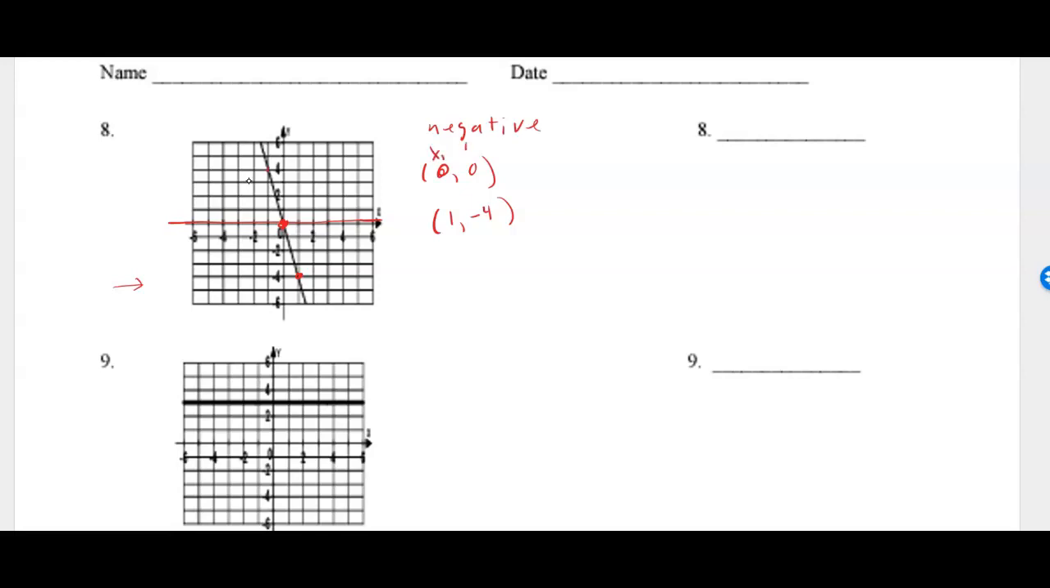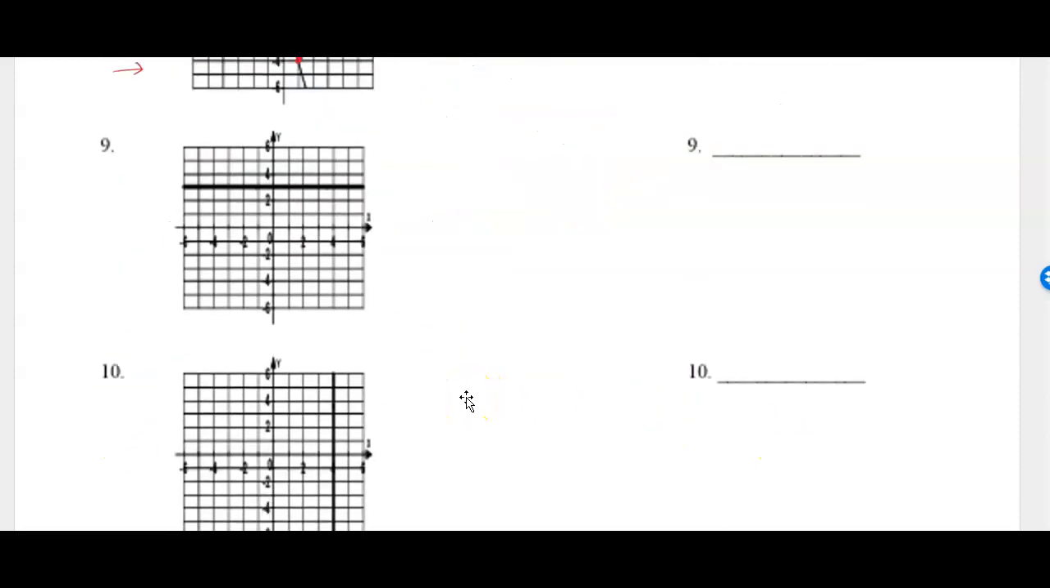So you can call this x1, y1, x2, y2. Negative 4 minus 0 over 1 minus 0 is going to give me negative 4. I get a negative slope, which is what I expected. It's a negative 4. All right, stop the video. Try the next one.